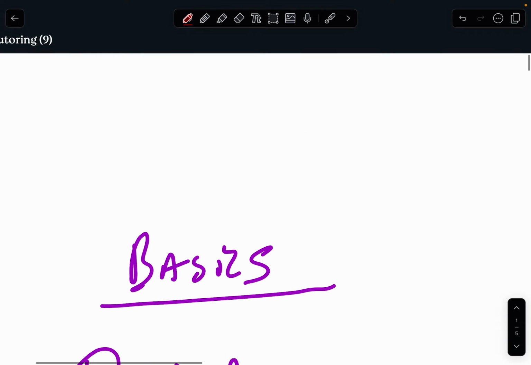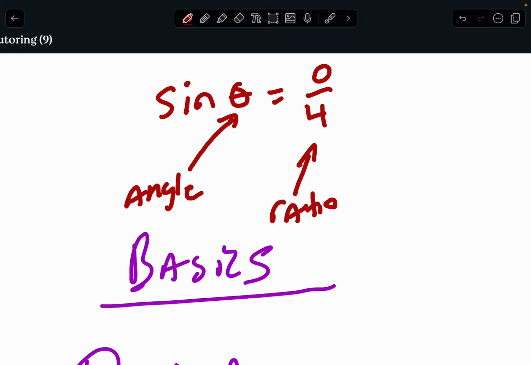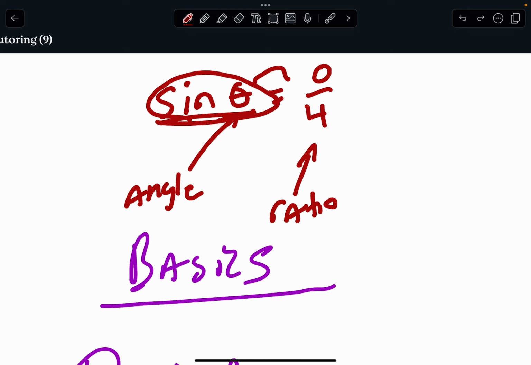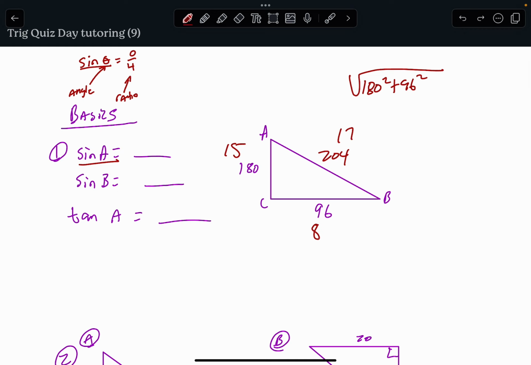Real quick note, some people don't understand this, but if I say sine theta equals opposite over hypotenuse, theta is the angle, and opposite over hypotenuse is the ratio. So if I say solve for angle A, that's different than solving for sine of A. When I say what is the sine of A, I'm asking you to give me that ratio. So the sine of angle A would be opposite 96 divided by hypotenuse 204, which reduces to 8 over 17. That's the sine of angle A.